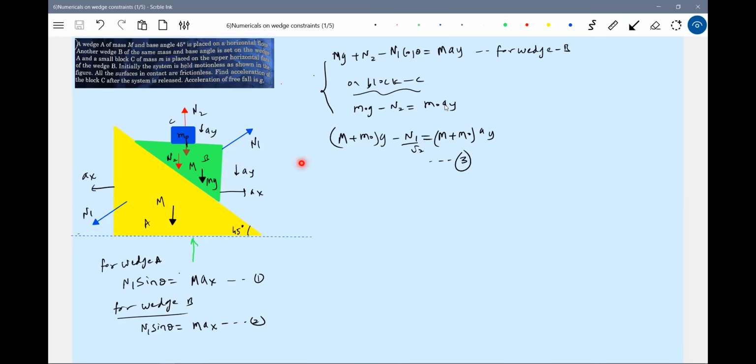Net force on the wedge B horizontally along the x-axis is N1 sin theta. Net force on the wedge horizontally, N1 sin theta. So we are assuming that the wedge B and the block C are moving vertically with the same acceleration ay, and the net force on the wedge B and the wedge A along the x-axis is 0. The force acting is N1 sin theta, so they will have the same acceleration.